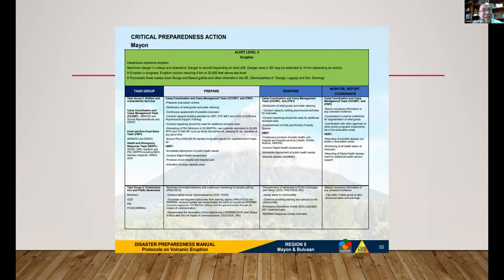Kasi pag hindi tayo nag-cluster approach, align with the international, with the foreign policy, ibibigay lang nila yung donation sa atin, tapos iiwanan na tayo. So kulang, hindi masyadong maganda yung intercomplementary approach in terms of response mechanism.